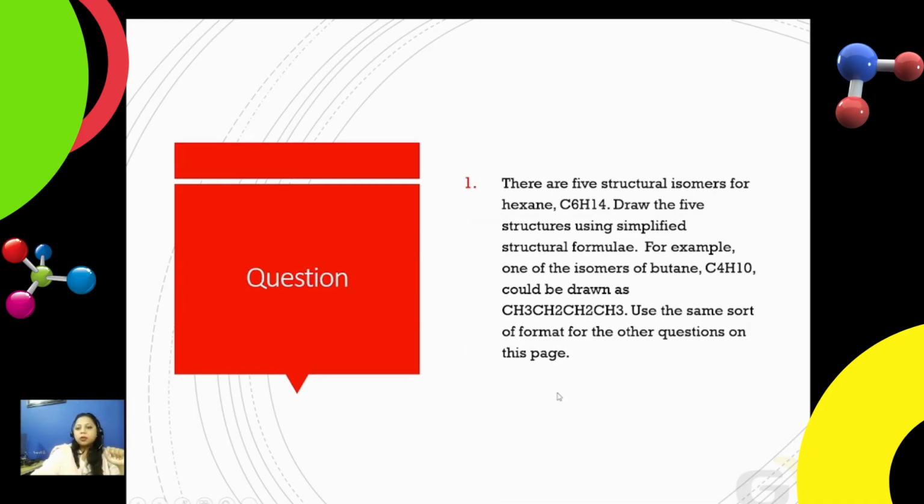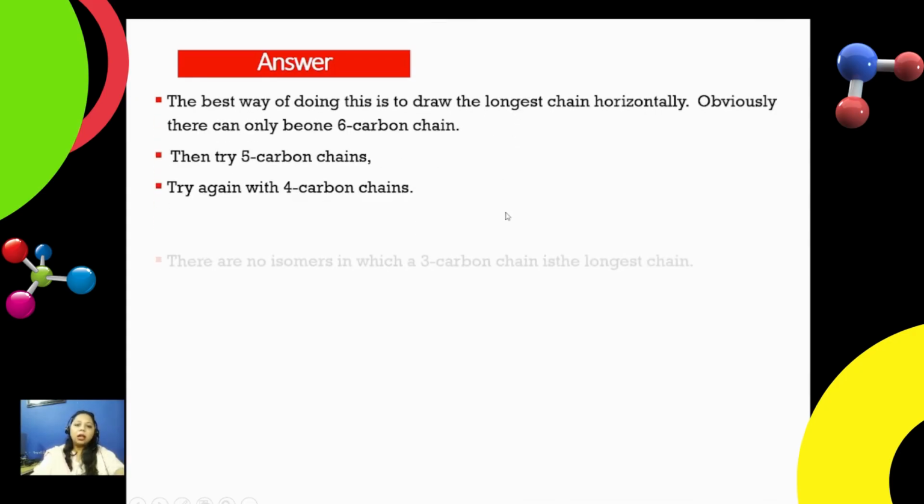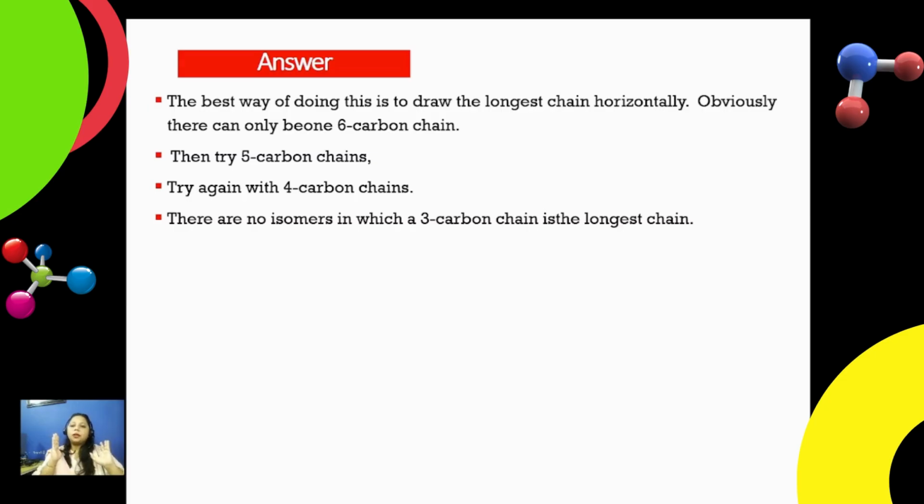So here are a few questions for you. You need to attempt it and tell me how many isomers you are able to draw, because you have to make 5 structural isomers for hexane. Let's see how many you can make. Do tell me in the comments whether you are able to make all 5 structural isomers or not, or if you're able to make only 4, 3, 2. I hope that if you follow the general techniques, just change the carbon numbers, you'll be able to learn. I'm giving you a hint for your answer.